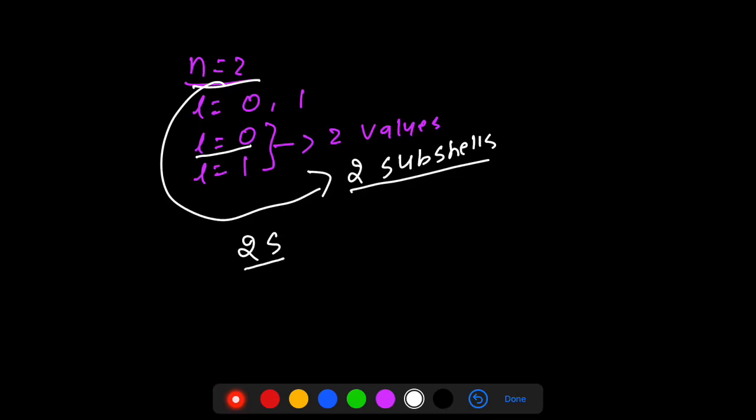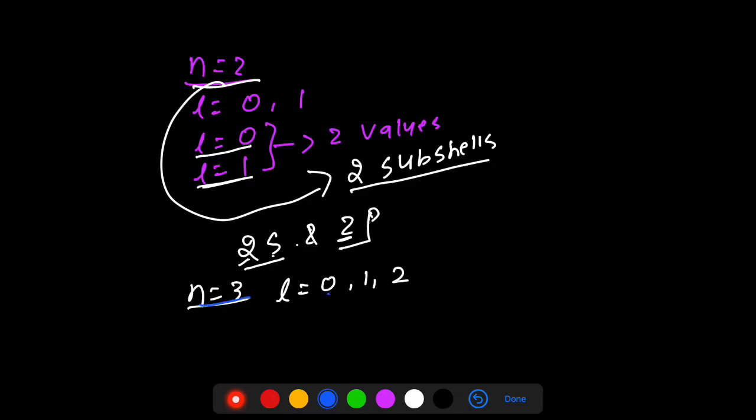Right? Now, what are those subshells? L equals 0 is the s subshell. So, do we have 2s? 2s means it's a subshell. Remember, 2s is a subshell. The s subshell belongs to the second shell. And 2p, the p subshell from the second shell, because L equals 1 is there, right?